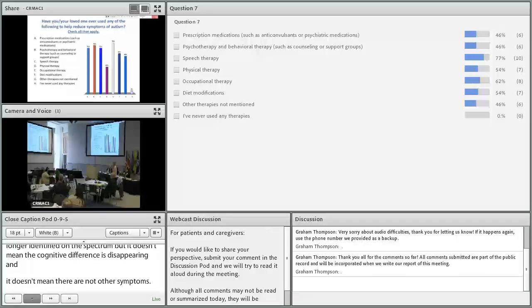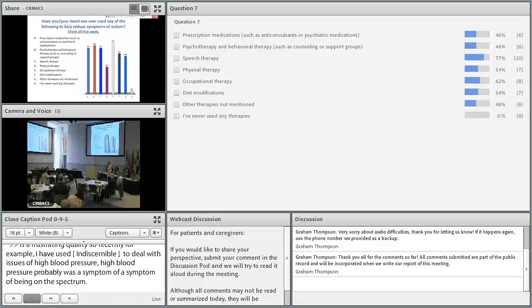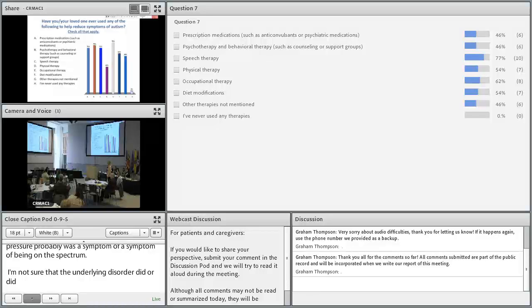Recently, for example, I've used lisinopril to deal with issues of high blood pressure. That high blood pressure probably was a symptom of being on the autism spectrum. I'm not sure that the underlying neurodevelopmental disorder did or didn't impact it. I'm not sure exactly how the problem formed, but as anxiety increased and other things, you get this sort of byproduct. And as I take a medication for that, I have to look at how it's interacting with my ability to focus, function, and work through everyday life. It impacts my disorder, even if it's not so precisely related. So that's a real challenge.